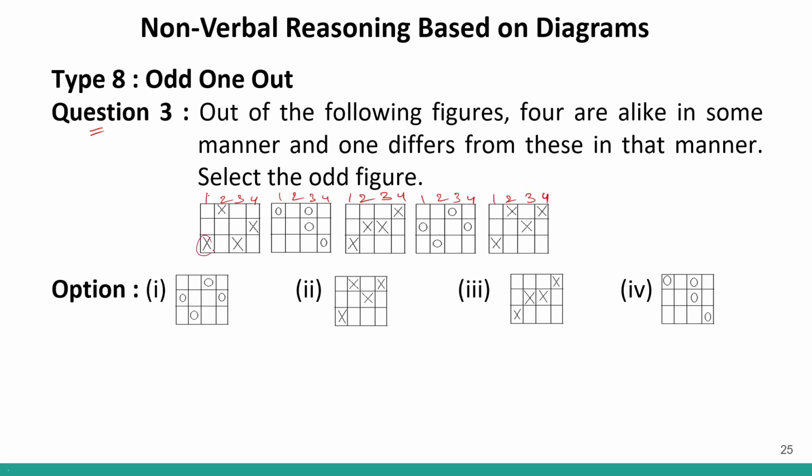Over here, I see that I have an X in each and every column. Similarly, over here also we have X in each and every column. Over here, O is in each and every column, and over here X is also in each and every column. But in this figure, this column is empty. There is no O in this figure. So I can see that this particular figure is different than the rest. So my answer will be this one, which is given in option number 4. So option number 4 will be the correct answer.